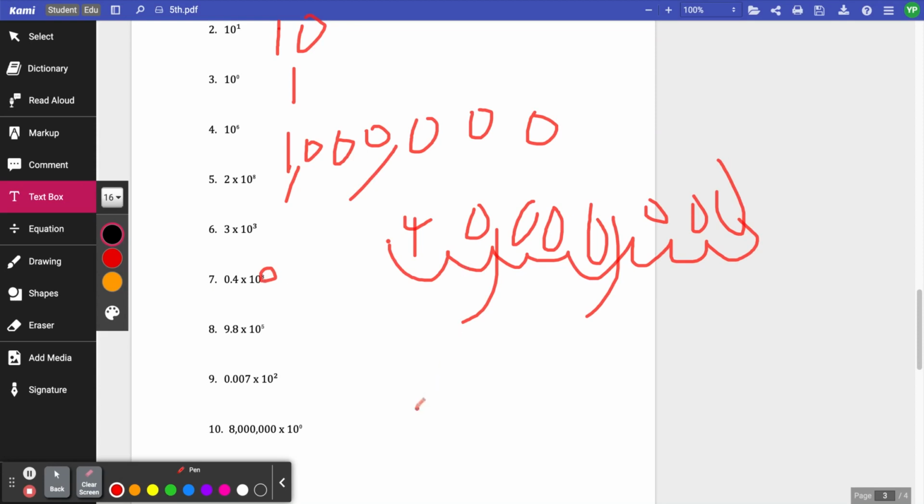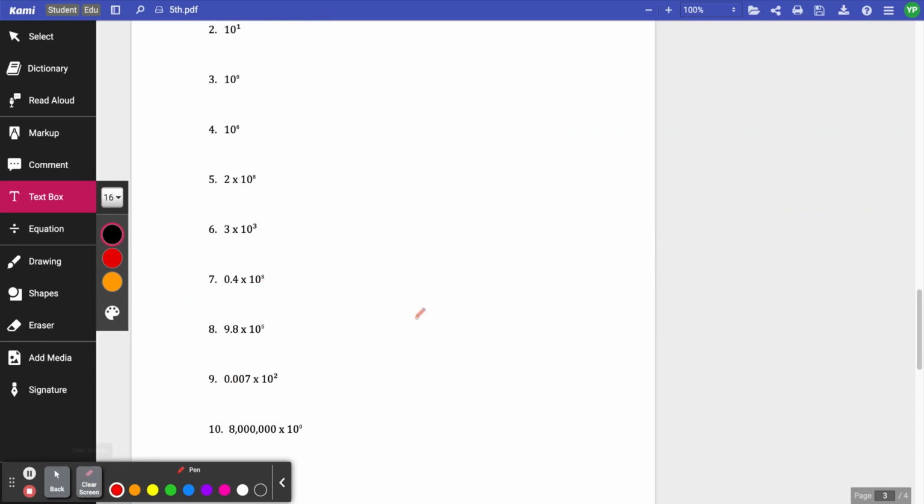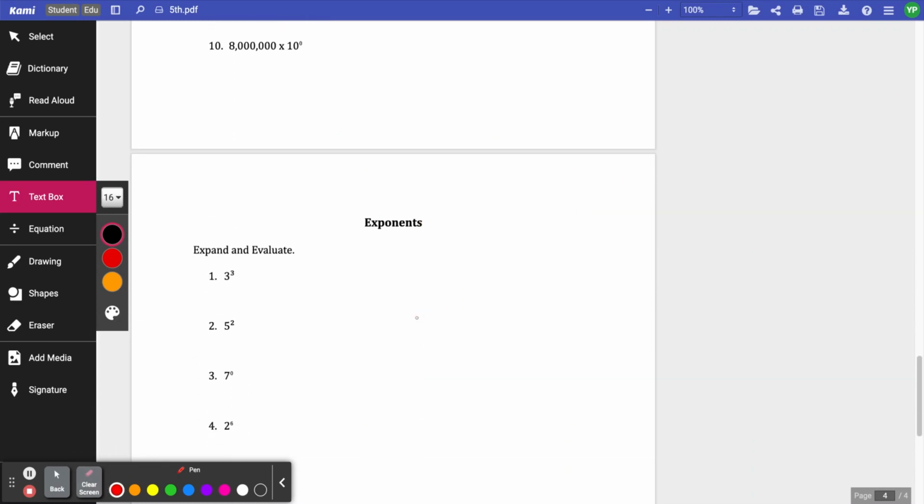We'll just do number 9, just 2. So you move the decimal point from here 1, 2. So it's going to be 0.7. All right, and then on to the last one, which is exponents.